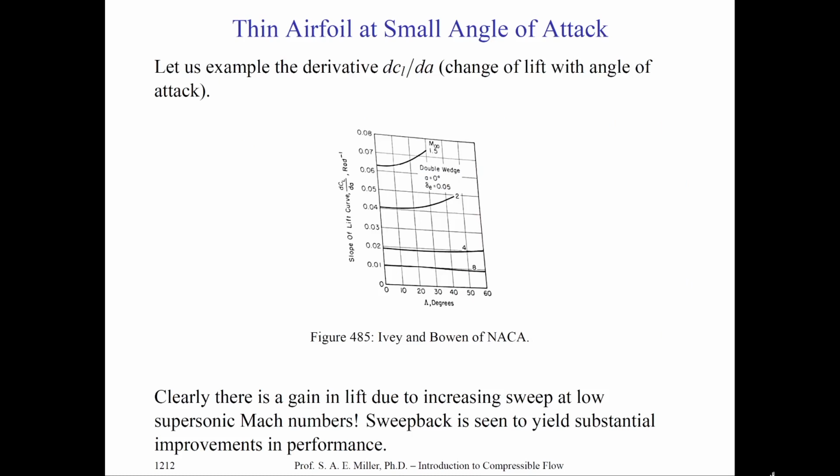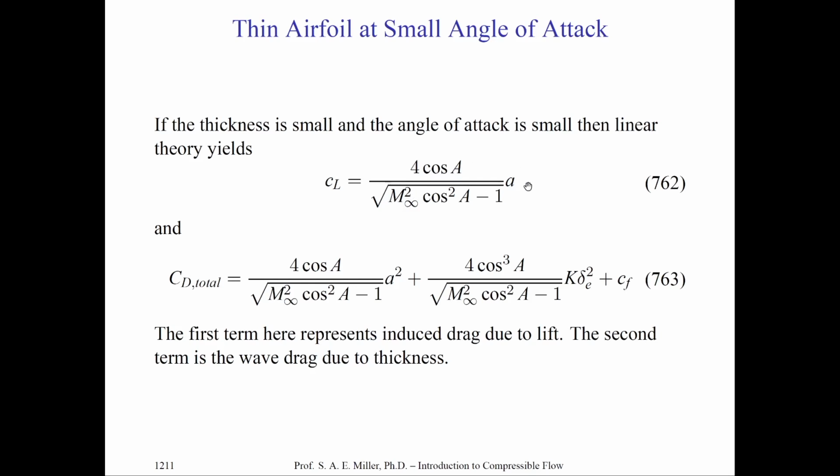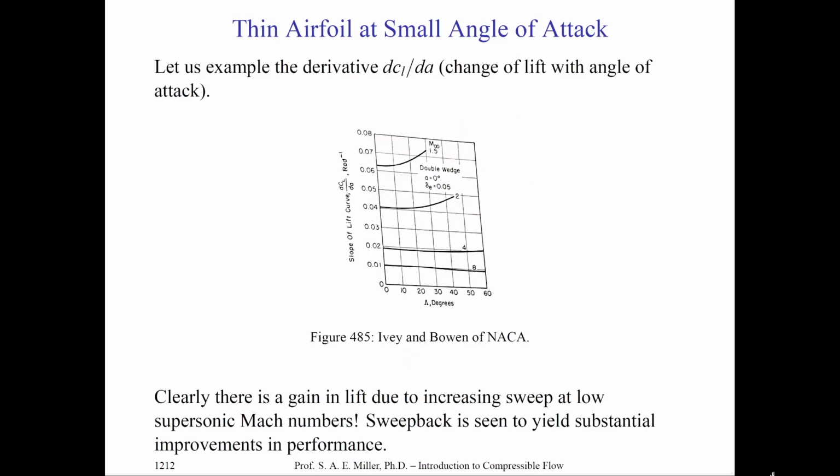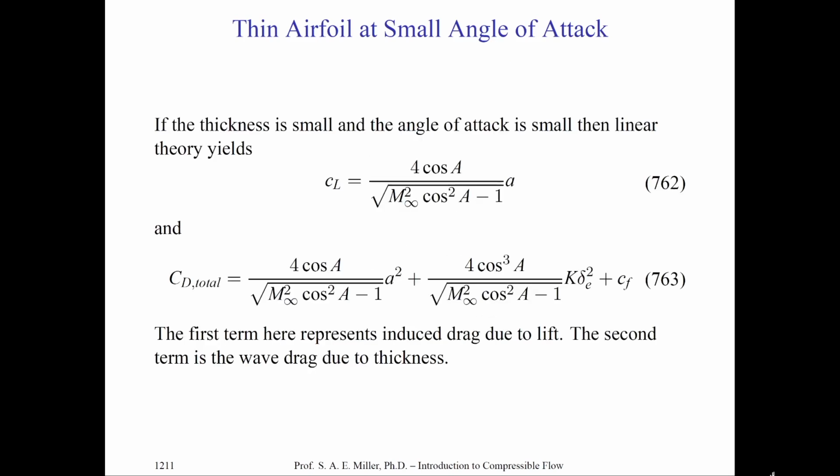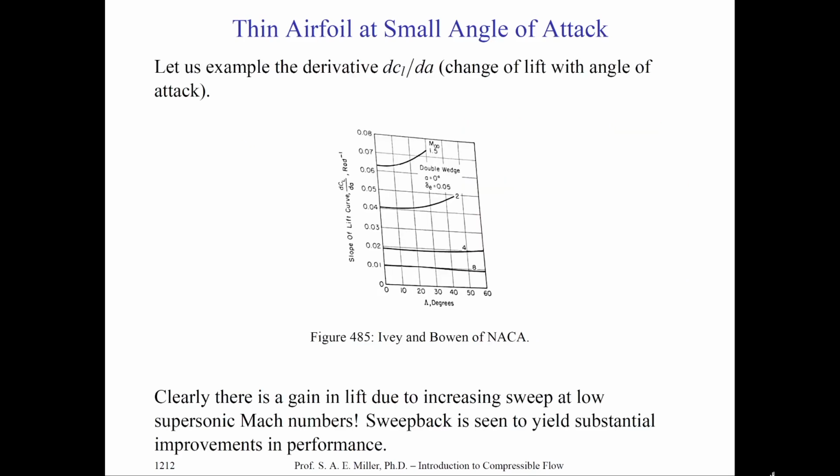Now let's find the derivative of CL with respect to alpha and make a plot. Here, this is from Ivy and Bowen of the NACA from their original report. On the x-axis is the sweep angle. On the y-axis is the slope of the lift curve, dCL with angle of attack. So that's the derivative of the lift coefficient, equation 762, with respect to angle of attack A. Now, you can see at Mach 1.5, we will have this particular curve. For double wedge wings, which we just looked at, we might have a thickness ratio of 0.05, and at Mach 2, if we increase the sweep angle, we get lift benefits. And at Mach 4 and 8, we have relatively flat lines.